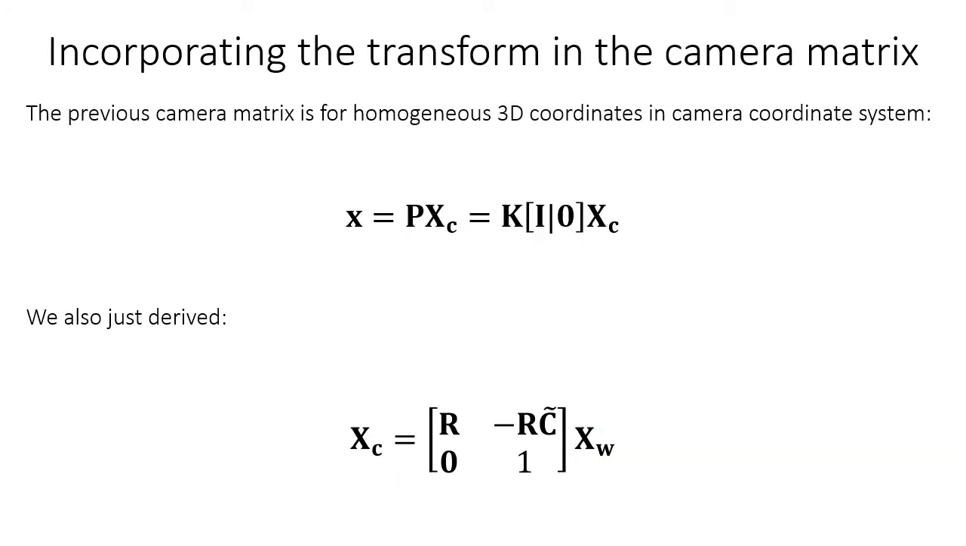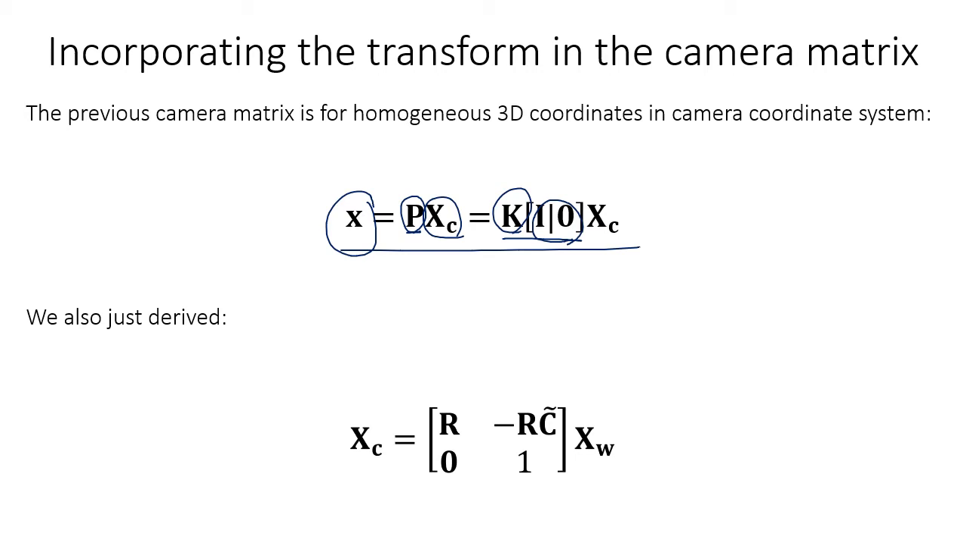The previous camera matrix is for the homogeneous 3D coordinate in the camera coordinate system, as shown here. The 2D point in the image plane is the camera matrix P multiplied by the 3D point in camera coordinates, and this P matrix can be written as this intrinsic parameter and extrinsic parameter.